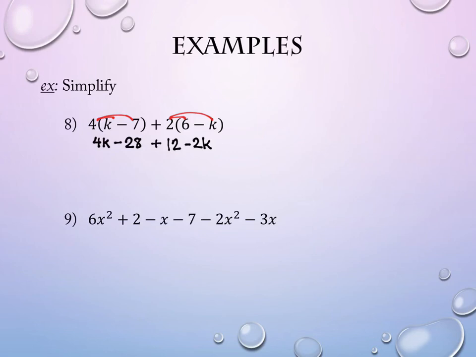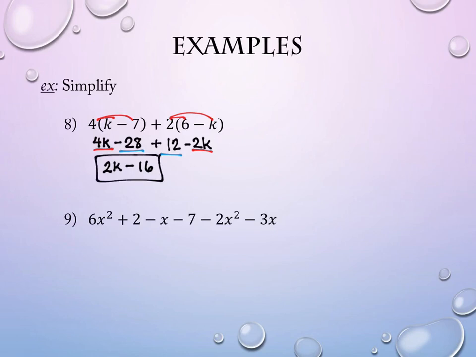Now we're going to see if we have any terms that are like terms to combine. So what do you see term-wise that are like terms? The 4k and the negative 2k. What do I get when I combine those? 2k. Any other like terms? Yeah, the negative 28 and the 12. Again, this is that integer section, harkening back to section 2. What is negative 28 and positive 12? It is negative 16. It's negative because the 28 is the larger value and it's negative, and then 28 minus 12, because they're different signs, is 16.